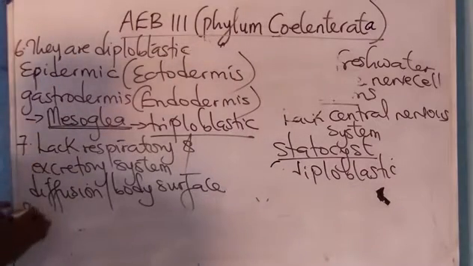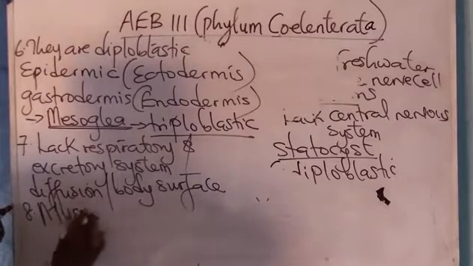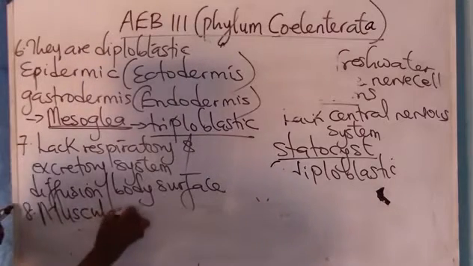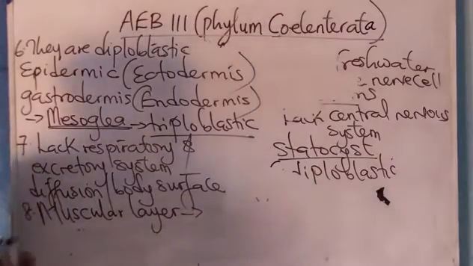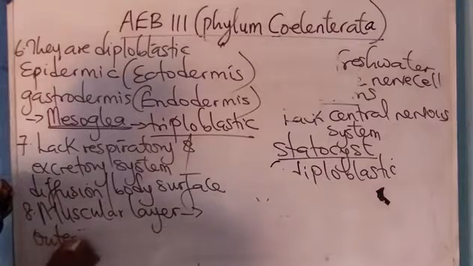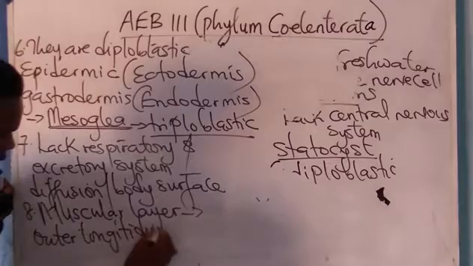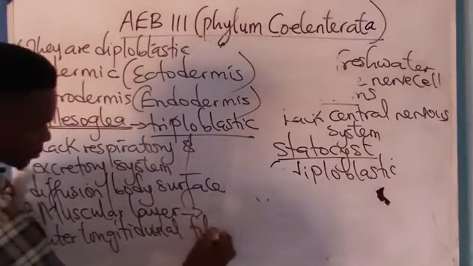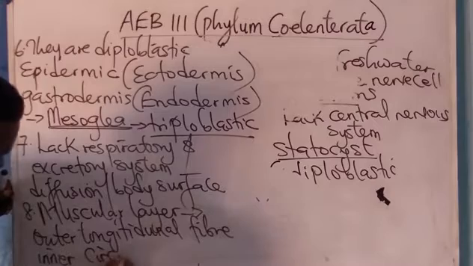Number 8, they have a type of muscular layer. This muscular layer is arranged in such a way that the outer layer is longitudinal fiber, while the inner layer is called circular.